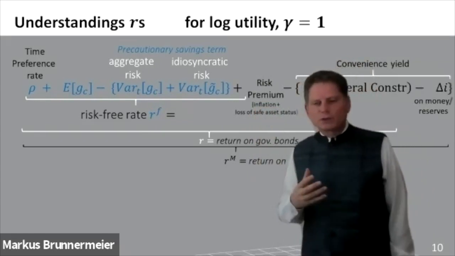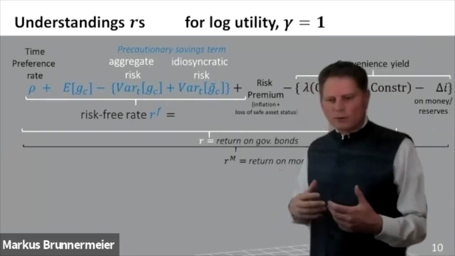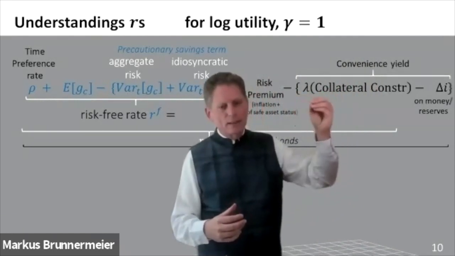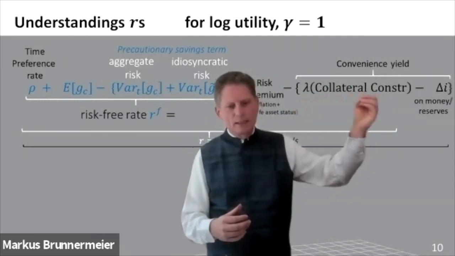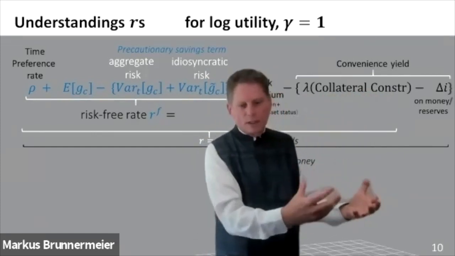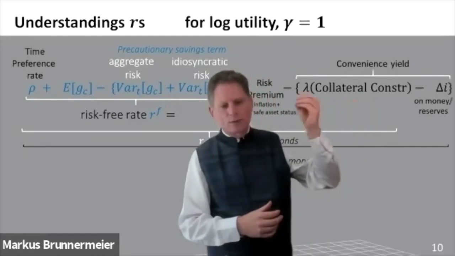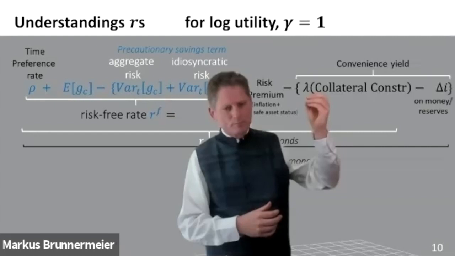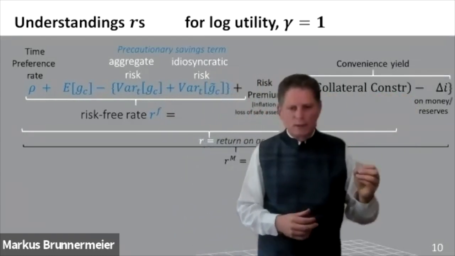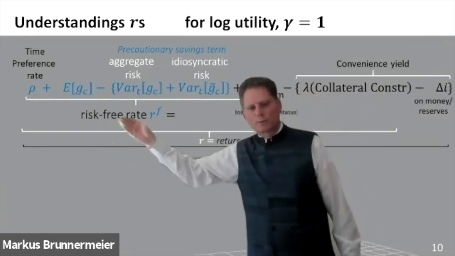And then there's something which is often referred to as convenience yield, because I can use government bonds as collateral. That gives me an additional convenience yield, and because I get this convenience yield, the return I get on the bonds is lower. It relaxes some collateral constraint with a certain Lagrange multiplier. So that's my R, that's the return on the government bond, which I've denoted here with all these terms together.